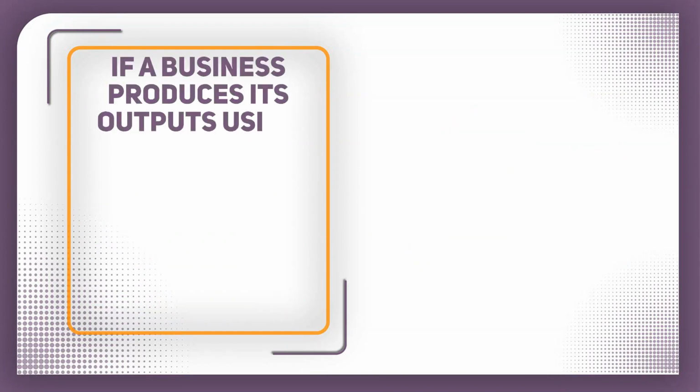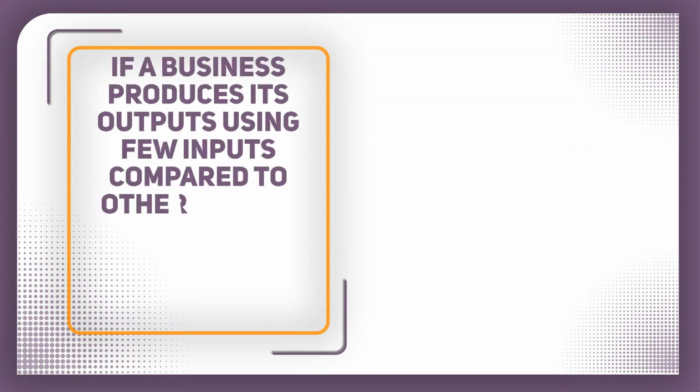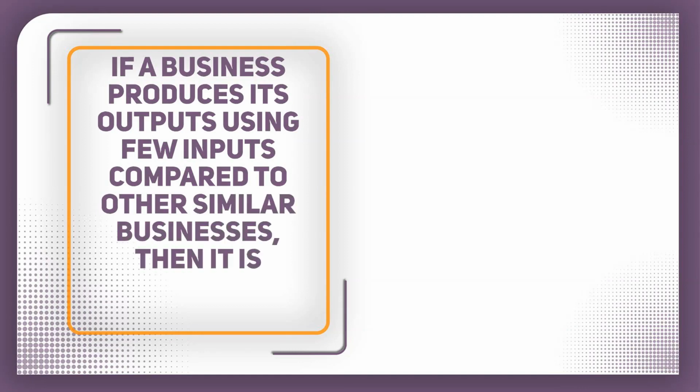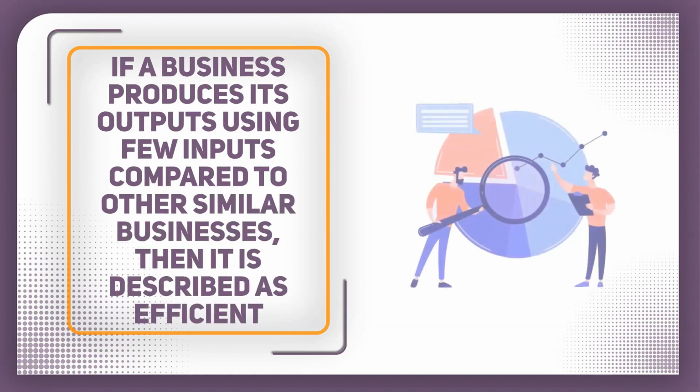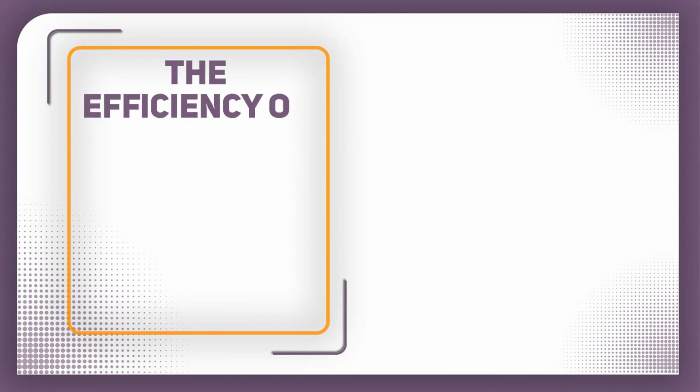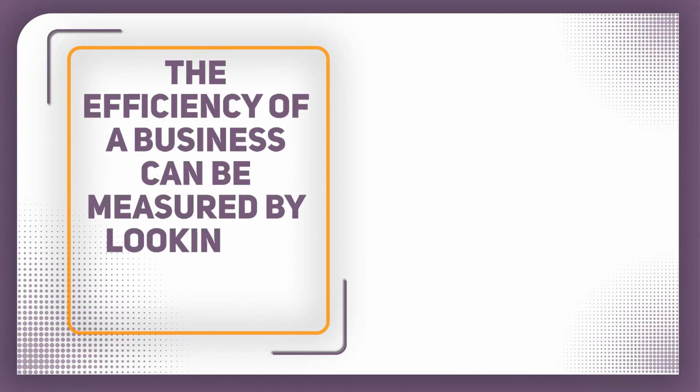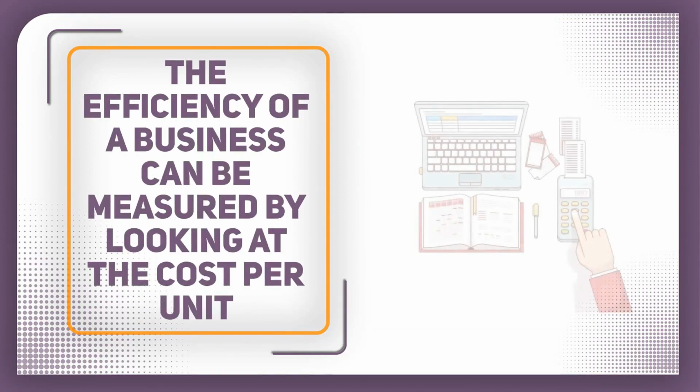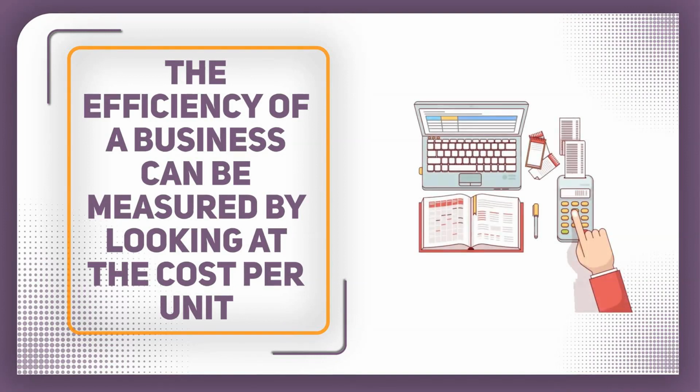So basically, if a business produces its outputs using fewer inputs compared to other similar businesses, then it is described as efficient. Sometimes the efficiency of a business can be measured by looking at the cost per unit. If a business does not use many resources to produce one individual product or service, then its cost per unit will be low.